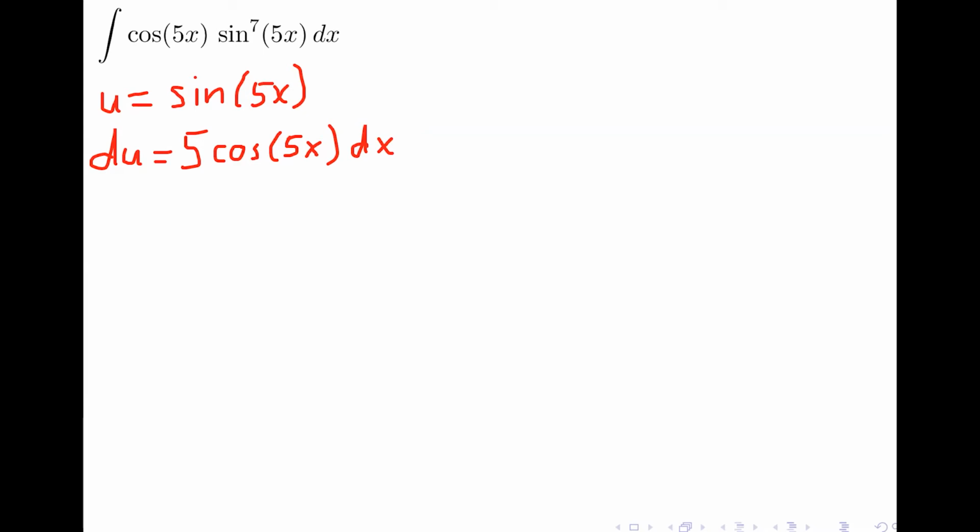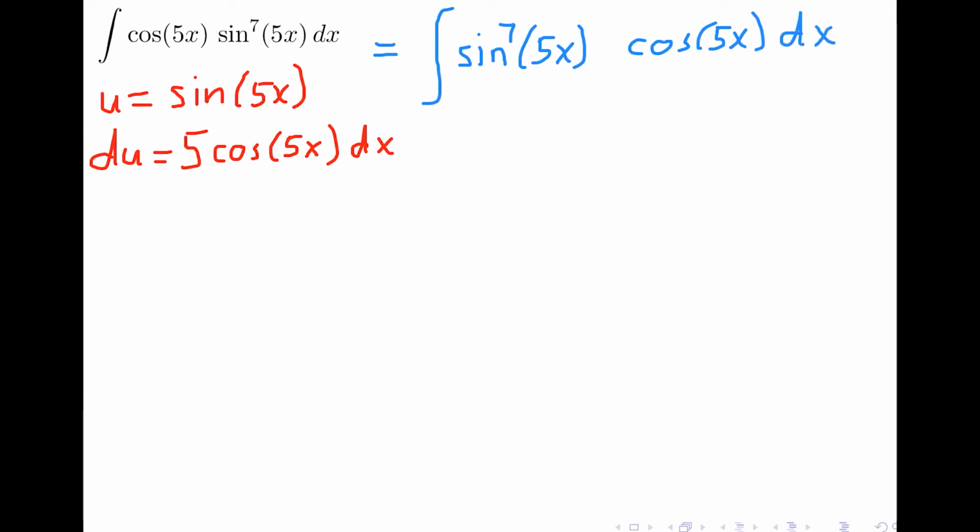The reason this is a good substitution to make is because we can rewrite our integral now as sine to the 7th power of 5x, times cosine of 5x dx. This last part right here, cosine of 5x, is identical to what we see over there. So we can take our differential and multiply both sides by 1/5. 1/5 times du is equal to cosine of 5x dx. And that allows us to take our integral and express everything in terms of u.